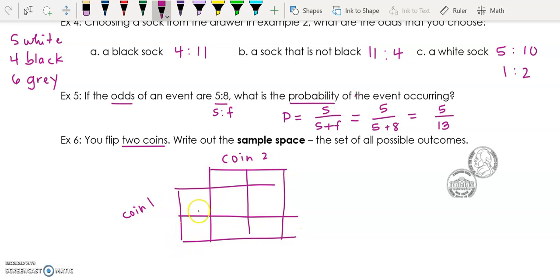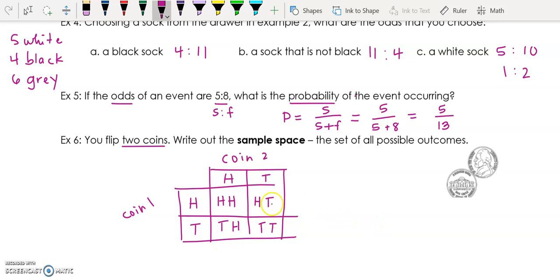So the possible outcomes for coin 1 are heads or tails. And the possible outcomes for coin 2 are also heads and tails. So if coin 1 gets heads and coin 2 also lands on heads, then that's one possible outcome, that both coins land on heads. Then next we have coin 1 landing on heads and coin 2 landing on tails. Third, we have coin 1 landing on tails and coin 2 landing on heads. And then finally, both tails. So there are 4 possible outcomes when you are flipping 2 coins.